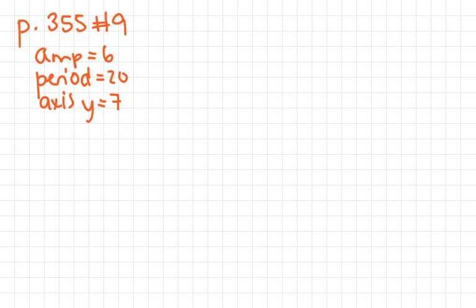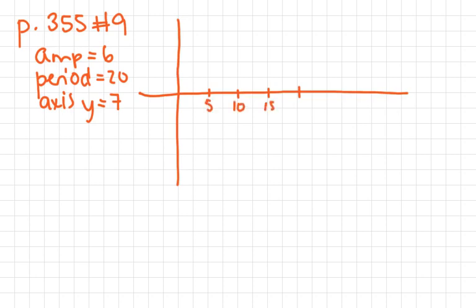So the period is 20, which means it repeats itself every 20 units. So I'm going to do 5, 10, 15, 20. The amplitude is 6, so that means from the axis to the top, or the axis to the bottom, is 6 units. The axis is at y equals 7. So I'm going to go 5, 10, 15. So this here is 7, and that's my axis.